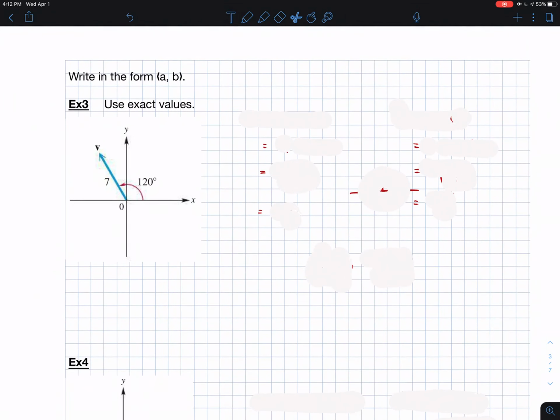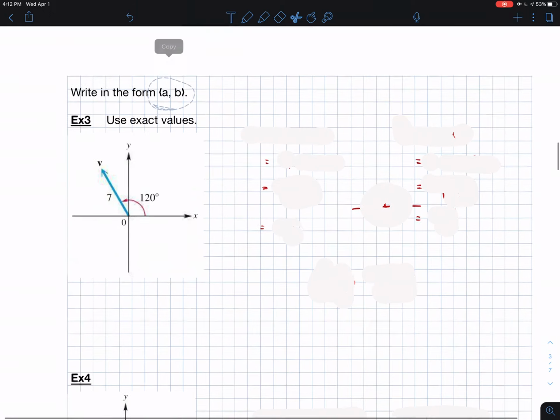So let's look at number 3. It says to write it in the form of the position vector AB. Now look at your picture. What do you have? You have an r value and a theta value, so you've got r's and thetas. What are you looking for? The directions tell you that you should be looking for a's and b's, and we know that those are legs.